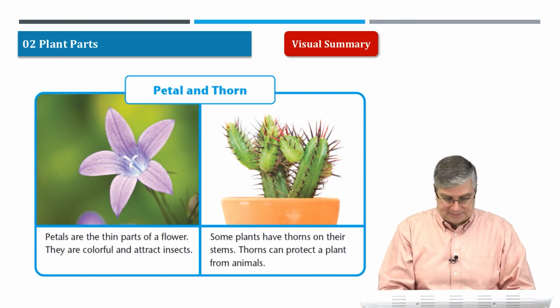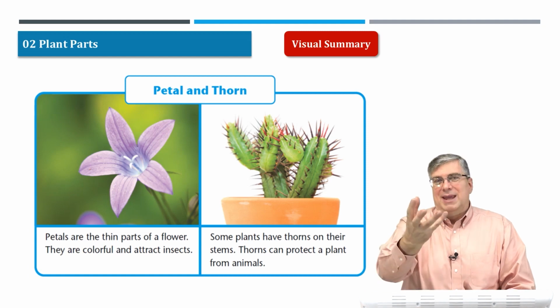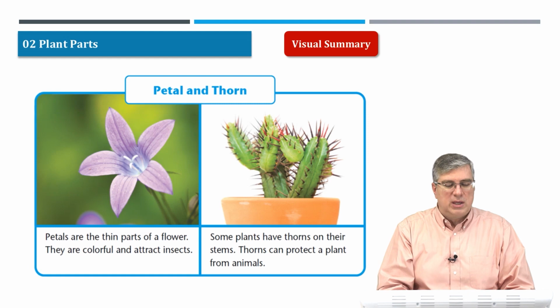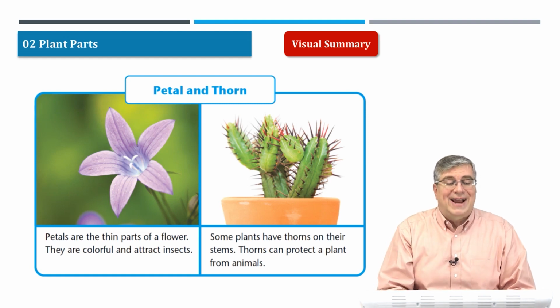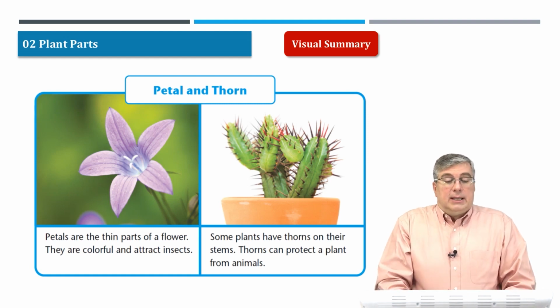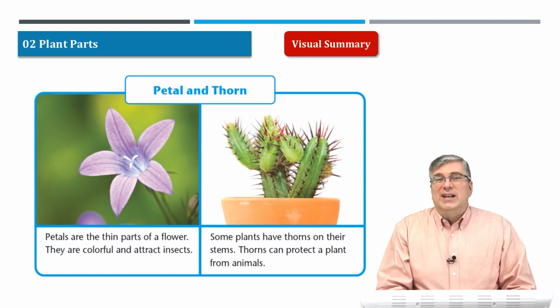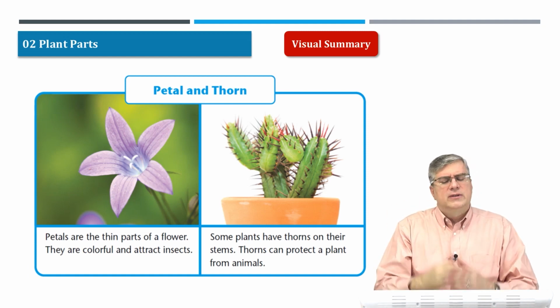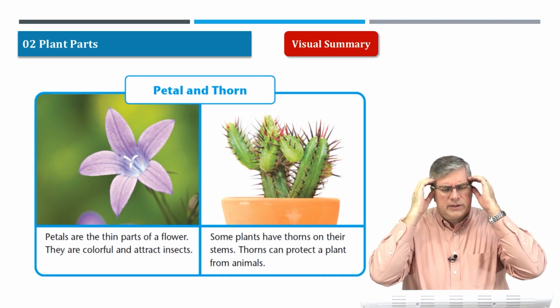And they attract insects. They make insects want to come to them. Also the smell, the nectar or the pollen, also attracts insects. Now, other plants that grow in deserts, where there's not a lot of water, will have thorns. So that's an interesting situation.